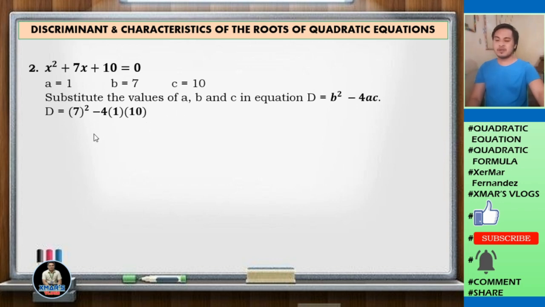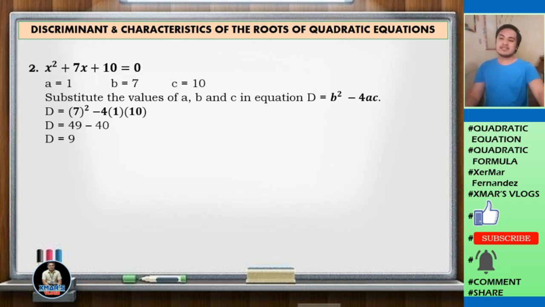And we have to simplify. 7 squared is 7 times 7, which is 49. And negative 4 times 1 is negative 4 times 10 is negative 40. So we have d equals 49 minus 40. What is 49 minus 40? We have 9. So d equals 9. And our discriminant here is greater than 0. At the same time, that is a perfect square. 9 is a perfect square.